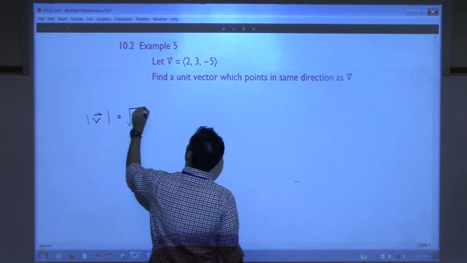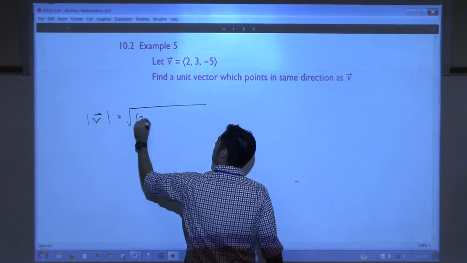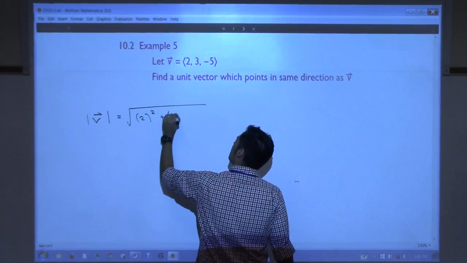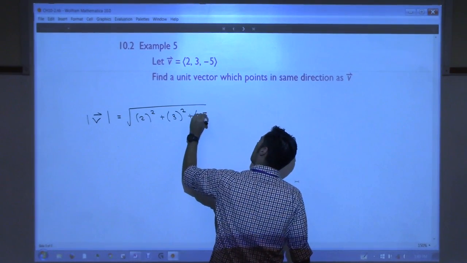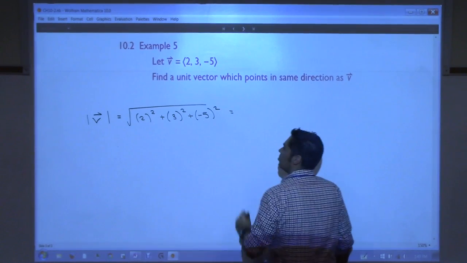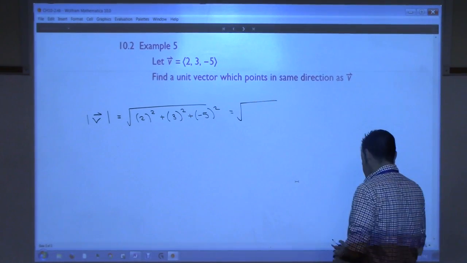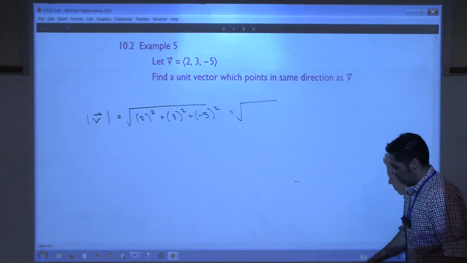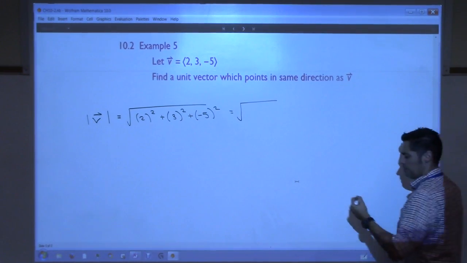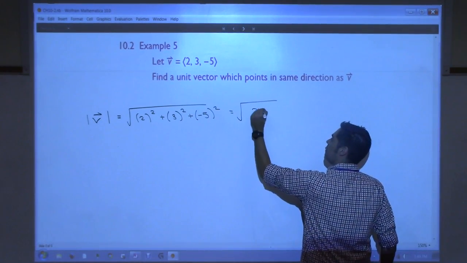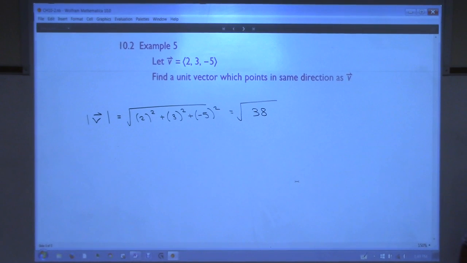which is the square root of 2 squared plus 3 squared plus negative 5 squared. That's the square root of, what is it? 38. We're just going to leave it like that, okay? Square root of 38. That's how long that vector is.